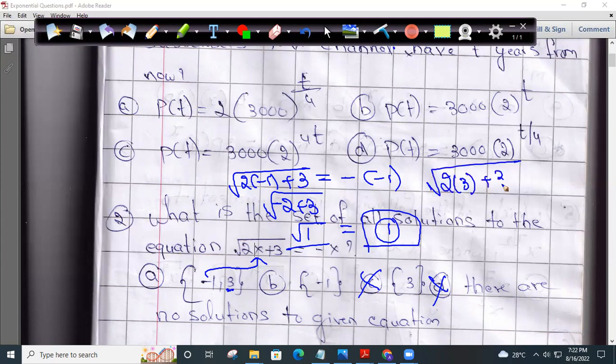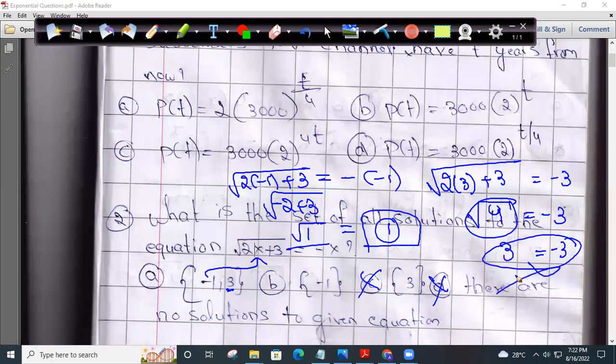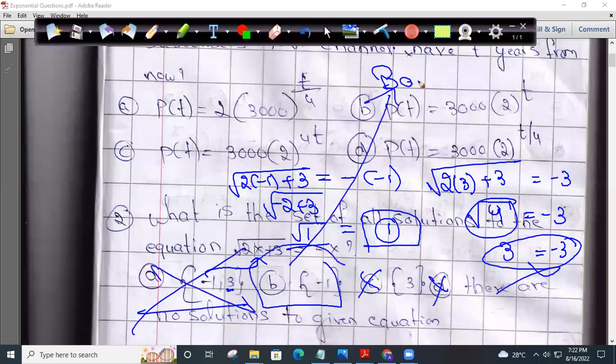2 into 3 plus 3 is equal to minus 3. Square root of 9 is equal to minus 3. Square root of 9 is only 3. 3 is equal to minus 3 is meaningless. So 3 cannot be the answer. So cancel all the options that have 3. So the answer is only B, for Bangalore. Most important concept, simple. So B for Bangalore is your answer. Understand?